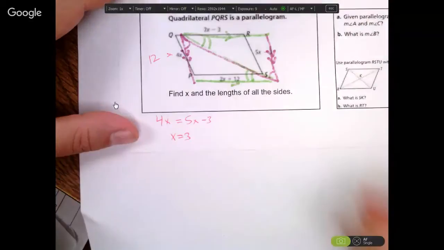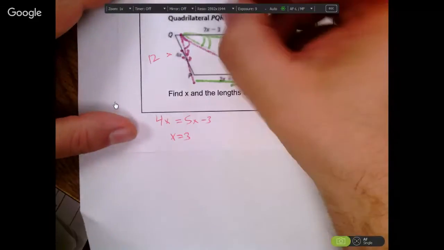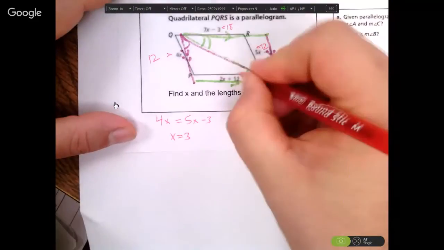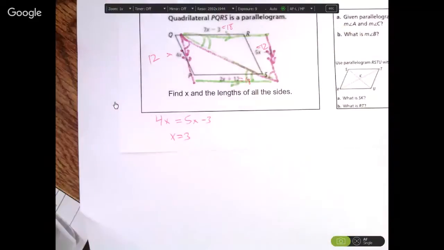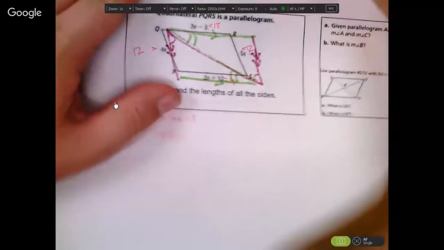Once you find one, you can just say the other one is 12. And the other one is 18. Once you find that one, you don't have to plug it in down there. It's 18. If you did not know that the opposite sides are congruent, you would have a really hard time with this. And this is basically two problems in one.